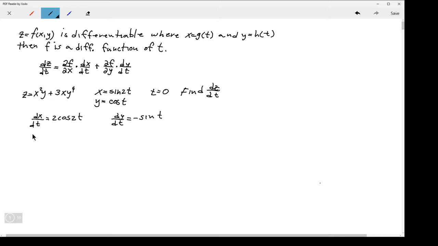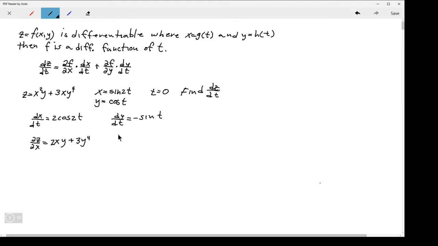And then we need the partials. So we need the partial of z with respect to x. This is good practice here. Remember, when we're doing the partial of z with respect to x, y is a constant. So over here, I'm taking the derivative of x. So that's going to be 2xy, because y is a constant. Plus, again, over here, the derivative with respect to x is going to be 3. Derivative of x is 1, so y to the 4th.